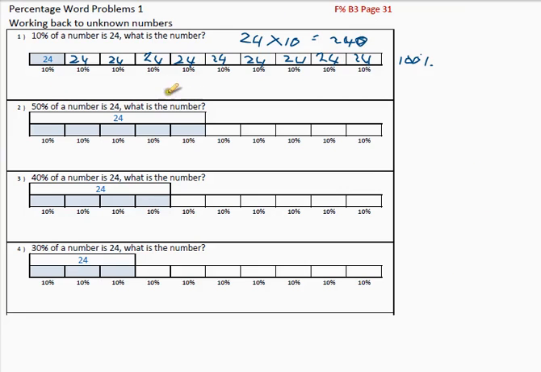Okay, for those who need more help, 50% of a number is 24. What is the number? 50 of these is 24. We know that 2 50s make 100. So it's simply going to be another 24. And 24 plus 24 gives us 48. Okay, do you want to try the next one on your own? I think pause the video here, try to do these. Then we move on to the answers now.